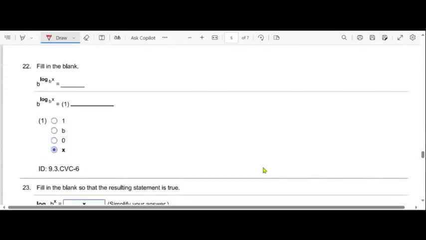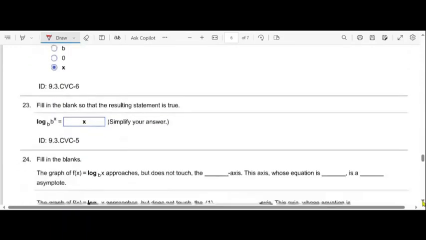Number 22. Fill in the blank. Log base b of b to the x. The base is b. So if we have b with b, we cancel them, so we have only x. Exactly. Let's go to the next one.